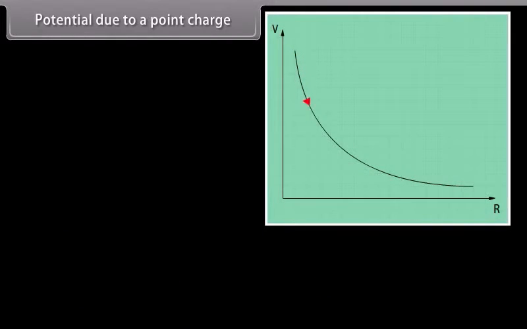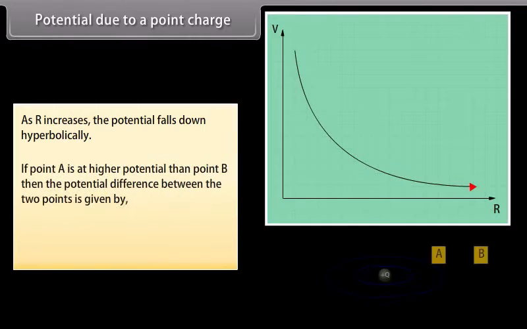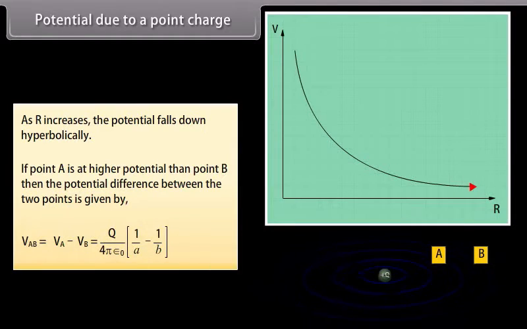We can show in the graph that, as r increases, the potential falls down hyperbolically. If point A is at higher potential than point B, then the potential difference between the 2 points is given by V_AB equals V_A minus V_B. Put the values of V_A and V_B, we get V_AB is equal to Q by 4 pi epsilon naught multiplied by 1 upon a minus 1 upon b.